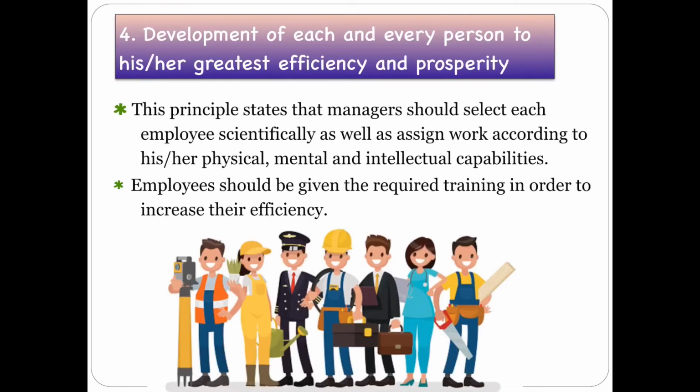So, the fourth principle is development of each and every person to his or her greatest efficiency and prosperity. In this principle, Taylor suggested that managers should select employees according to their physical, mental, and intellectual capability. So first is the selection. As they have been selected, you need to give them training. Once you give them training, they are able to perform, and this will increase efficiency. So, efficient employees would produce more and earn more for the organization.